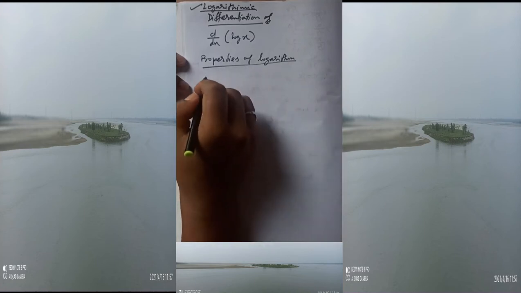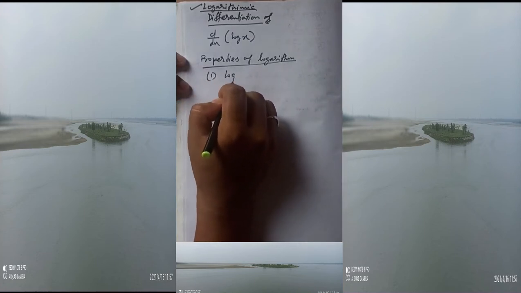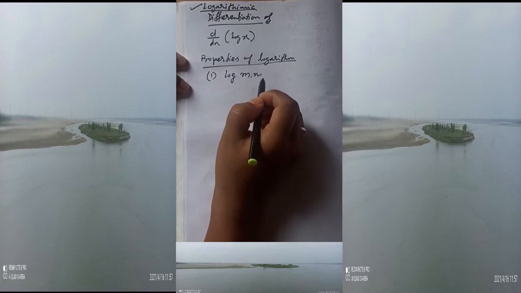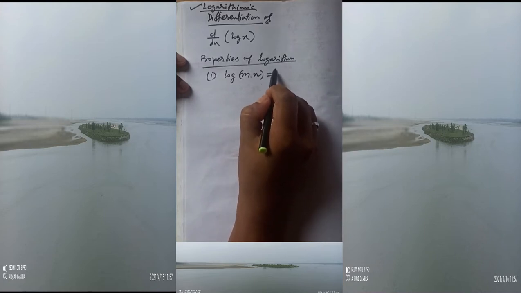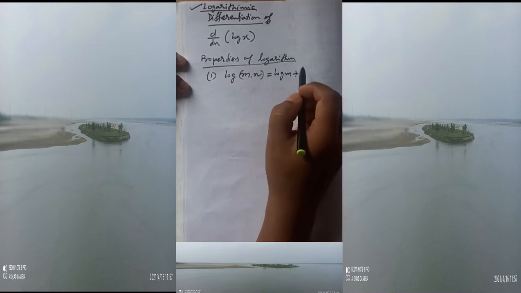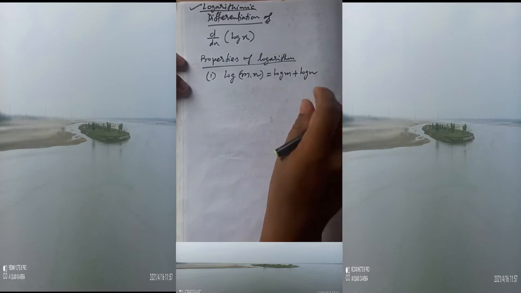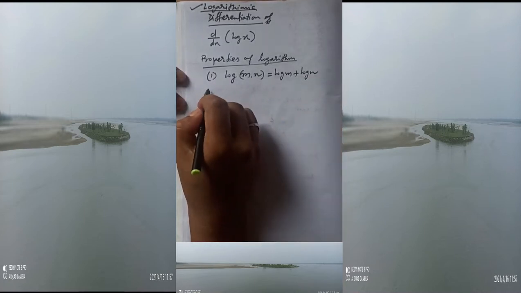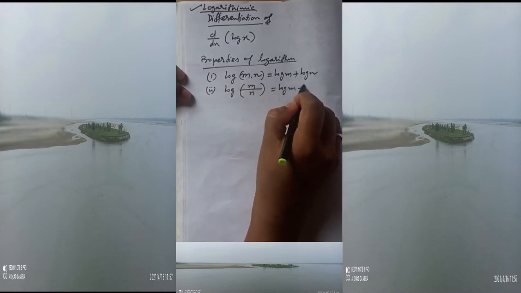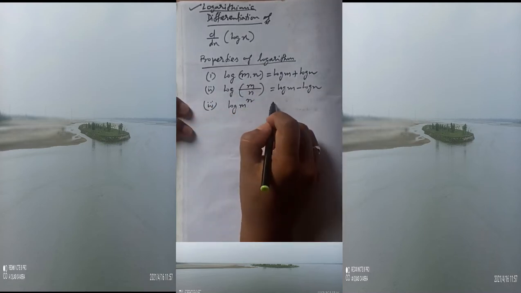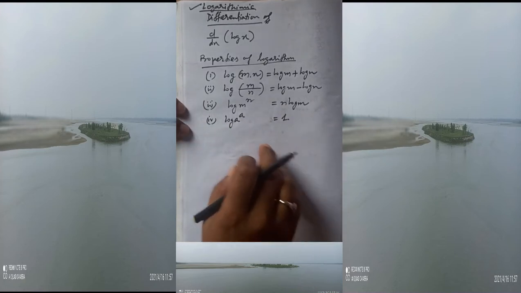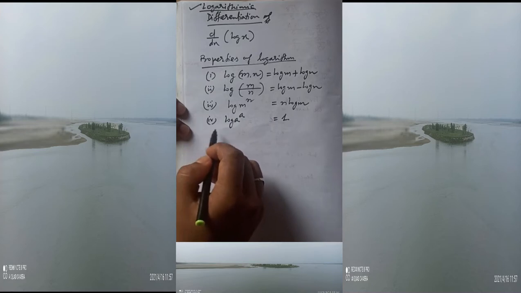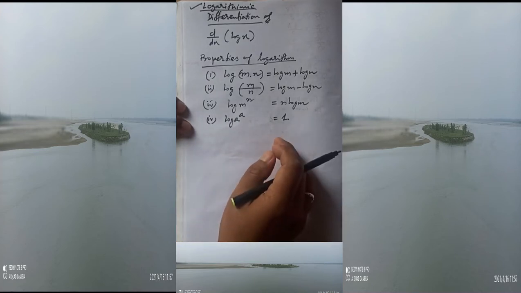Properties of logarithm. Number one, log of m into n, this is in product, log mn, which we know is log m plus log n. Generally, these three and sometimes these four we apply as properties.